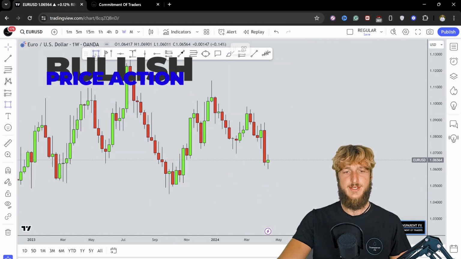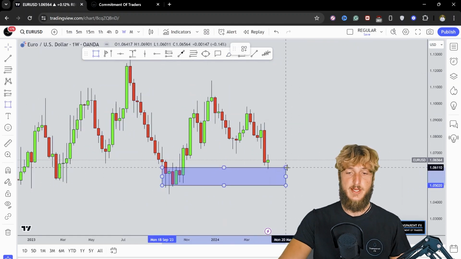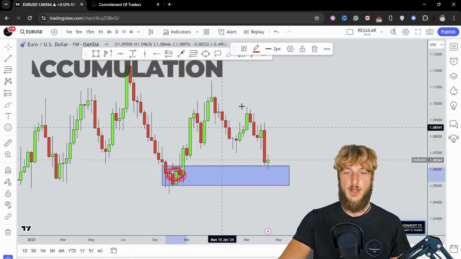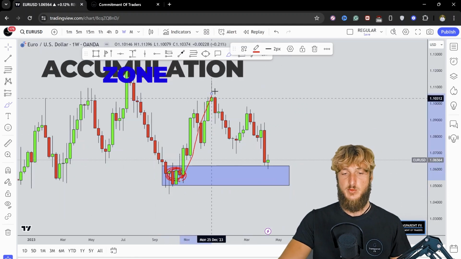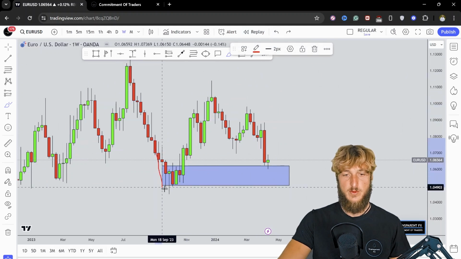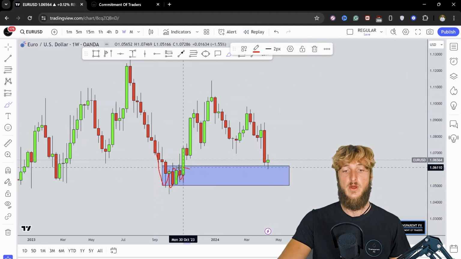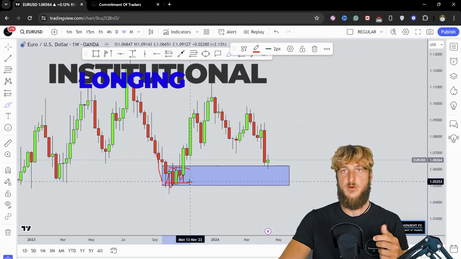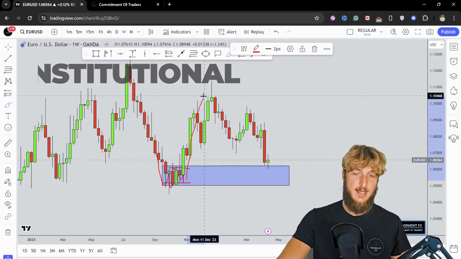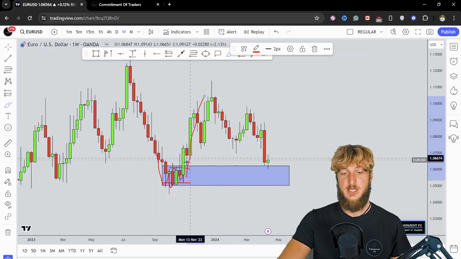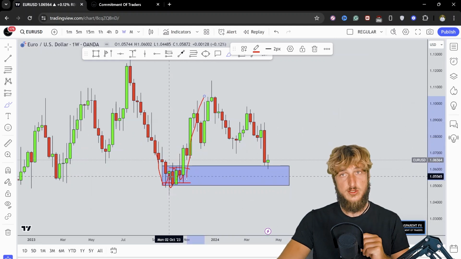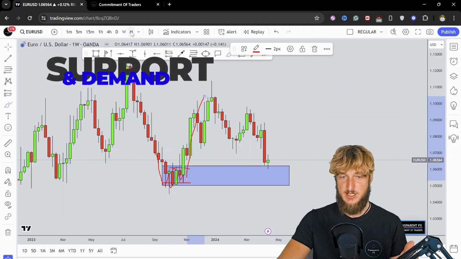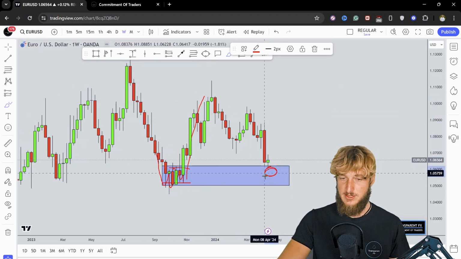We can also notice that from a structure perspective, we can notice how this level here was the previous zone of accumulation from which all this move to the upside started. In fact, here we had a lot of sideways price action. So in a situation like this, you would expect to see accumulation of longs from an institutional perspective. And then the market rejected the level to the upside. And keep in mind that this zone was also inside of the monthly demand and support area that we have just identified, which now the market is testing.